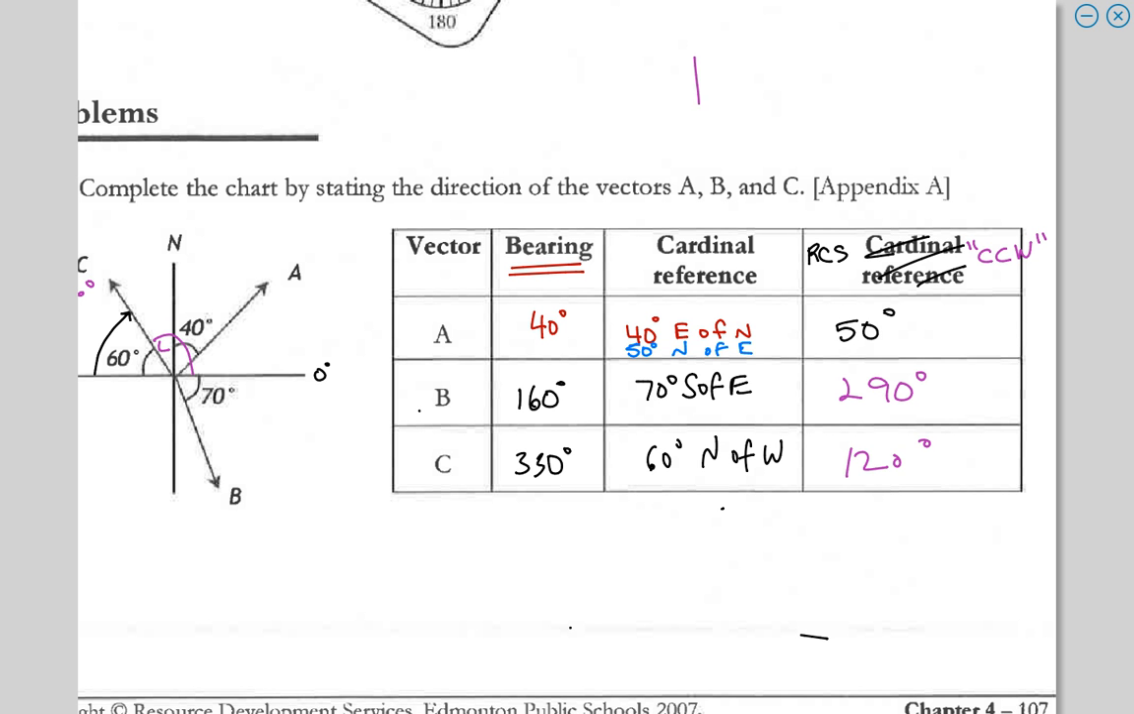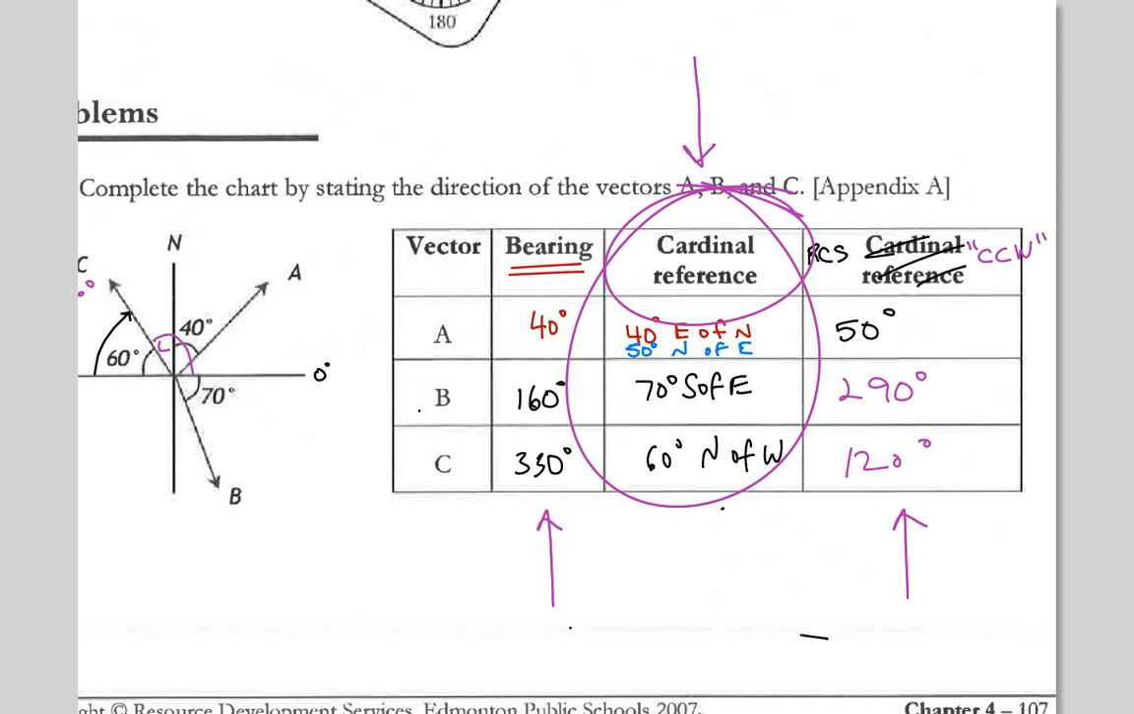Let's just live in here for now. Cardinal references. Just be aware of these. Be aware of bearings. Be aware of RCS. But let's live here. Can we all agree to that? Okay. Let's live in the cardinal references. That's what we'll stick with as a class. And I've taught you the other ones so you know about them.